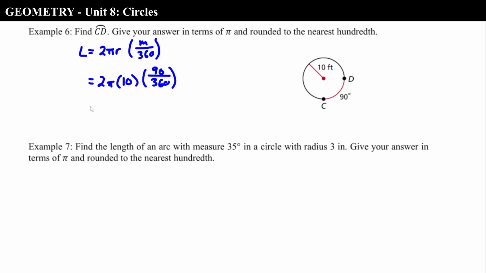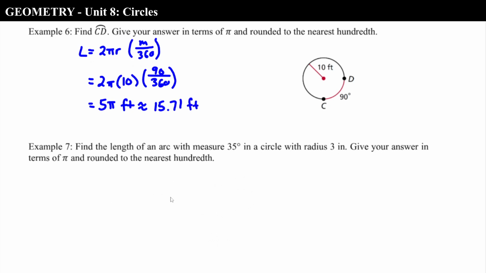And so you do all the number parts, and that leaves you with 5 pi, and this is going to be in units of feet. This is just a length, so no square on the units. And that, when you put pi in your calculator, is going to give you an approximate answer of 15.71 feet.